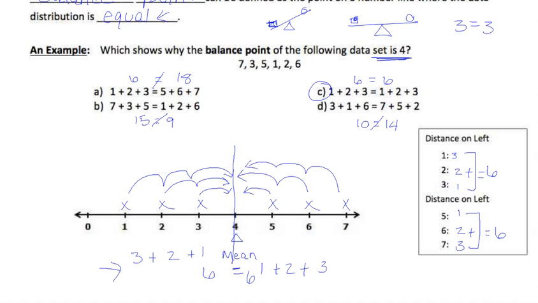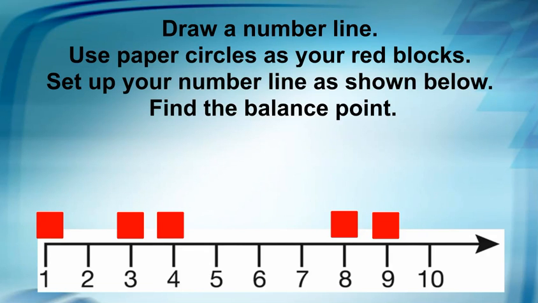Okay, so let's actually do some hands-on math. So what you need to do is put your binder off to the side. You need to get a dry erase marker and make a number line from 1 to 10. And you need to get some little paper circles from your teacher, and you're going to use those as markers where the little red blocks are. You need to use the paper. You cannot use just your marker to draw the blocks. So gather those materials if you need to get them.